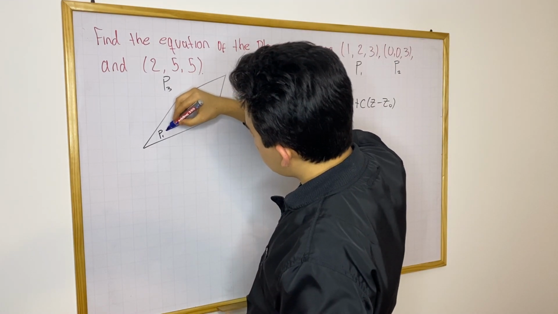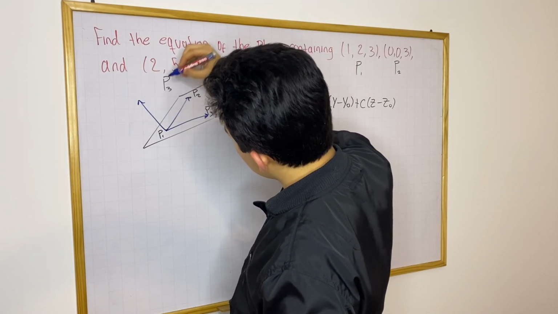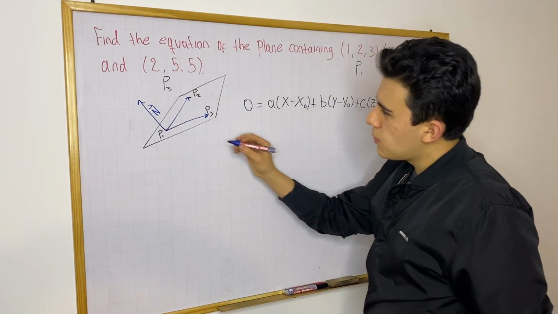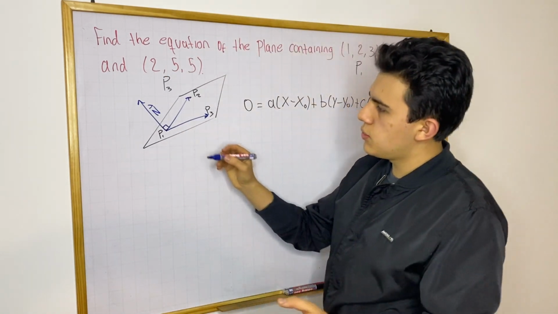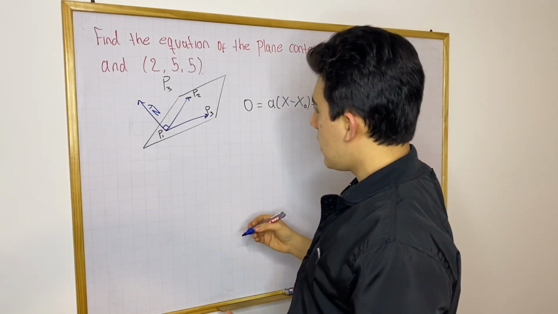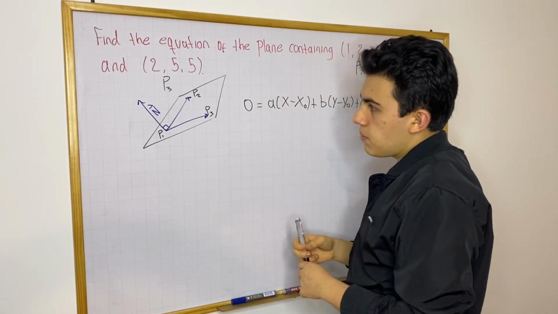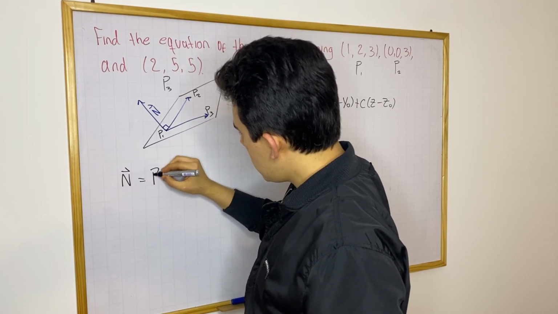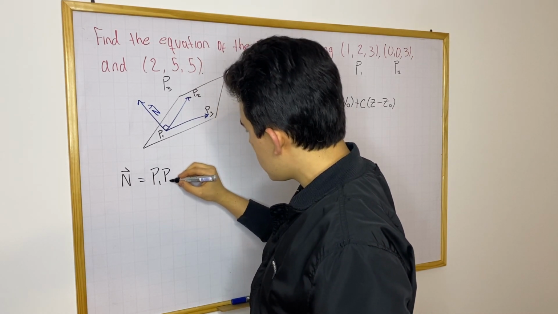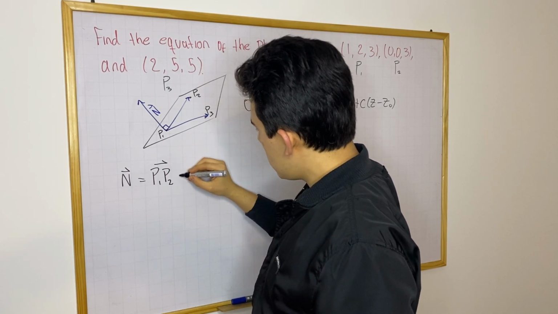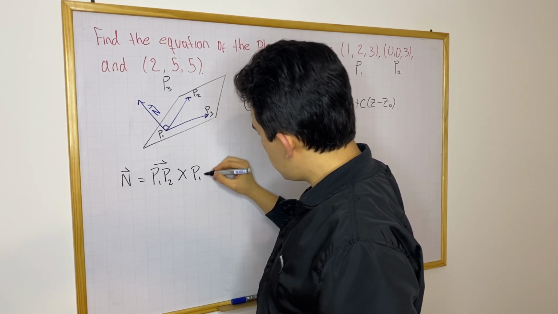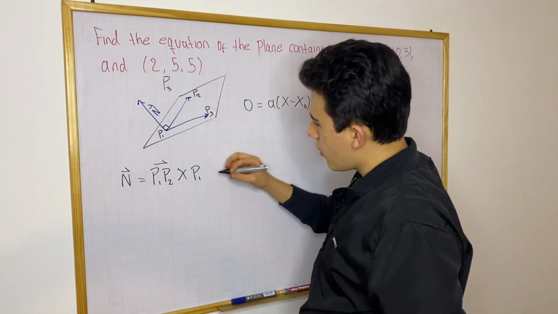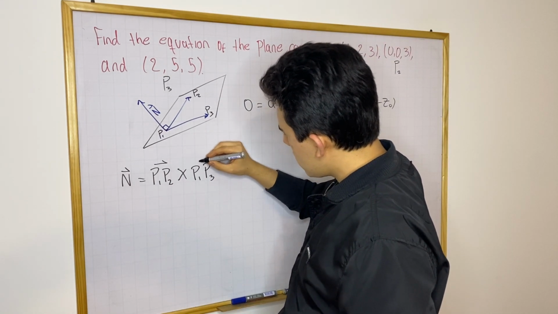So there is going to be a vector, which is going to be something like this, and I'm going to call it n, okay, normal. And we know n will be perpendicular to our plane. And now how can we find n? Well, we know n is going to be simply the cross product of the vectors. So we have P1 to P2 cross P1 to P3, okay?